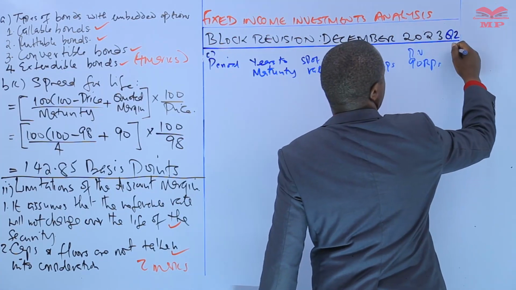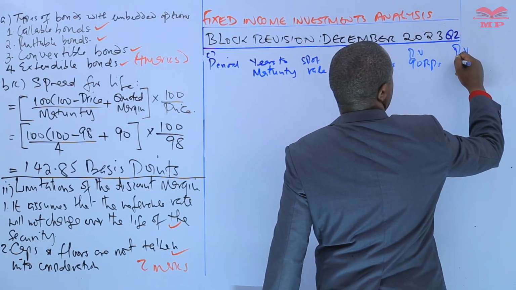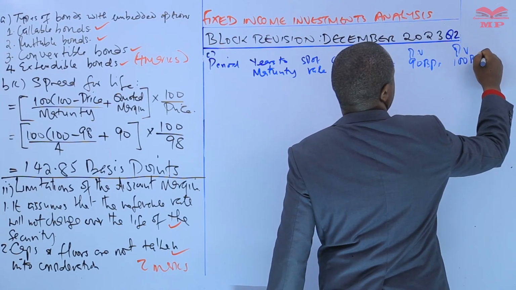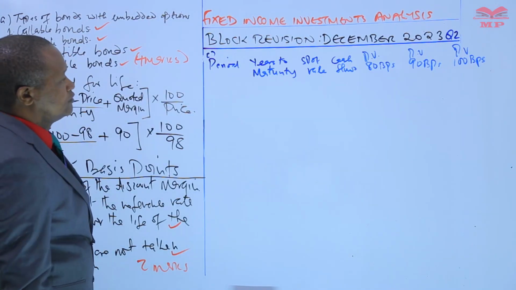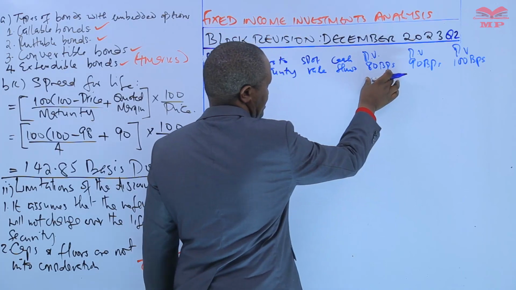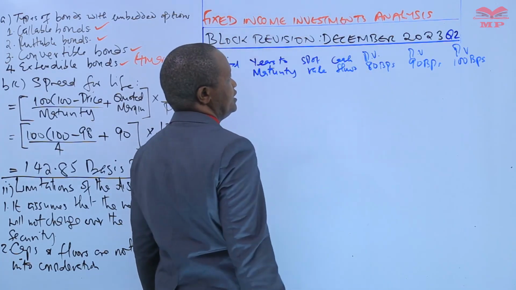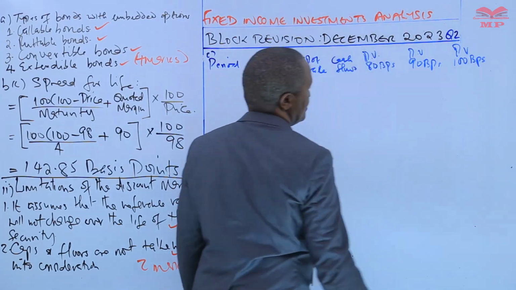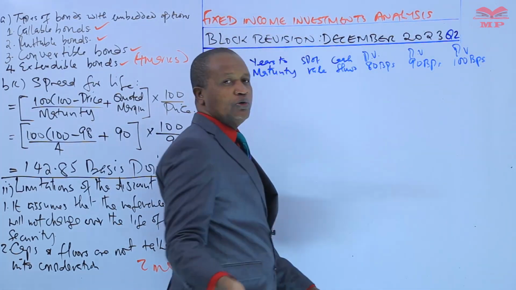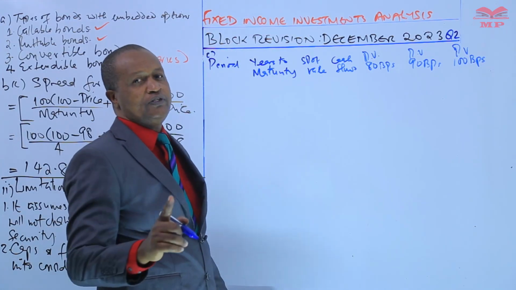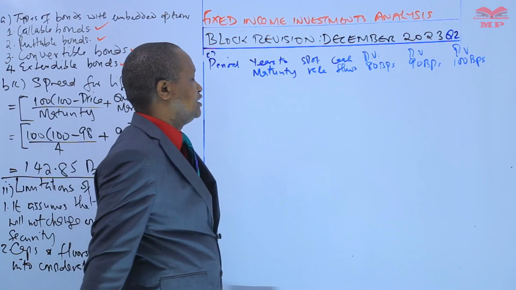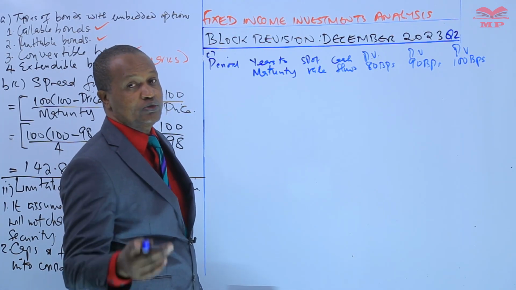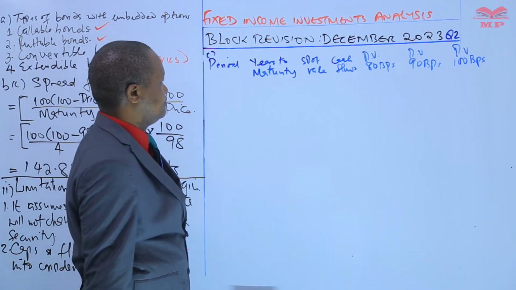Present value at 100 basis points. So we need to calculate these present values at 80, the present values at 90, the present values at 100. Then we check the one that corresponds to the market price of the non-treasury issue. That will be the Z spread.